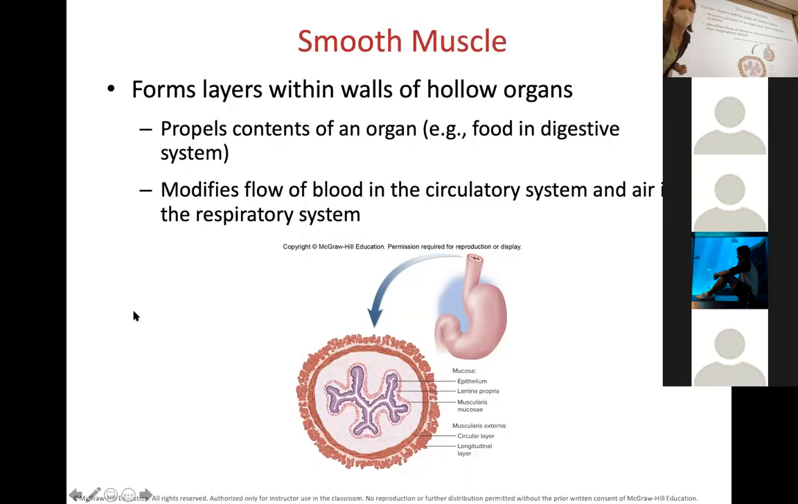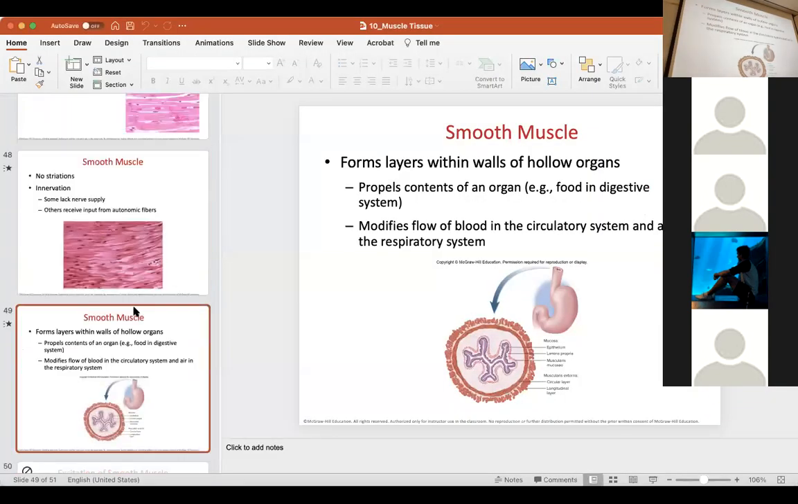Yes, okay. Everyone caught up? That is the end of muscle tissue. Sorry, that's a really long chapter, a really long and detailed chapter.